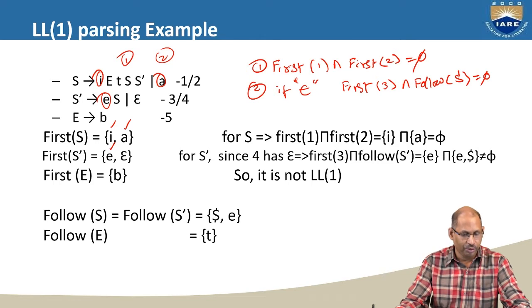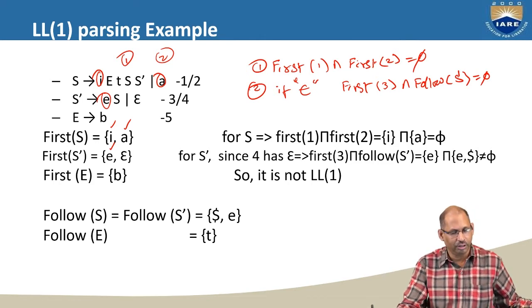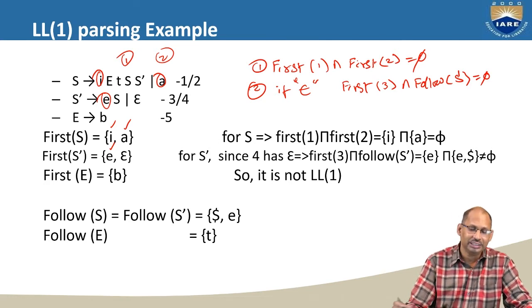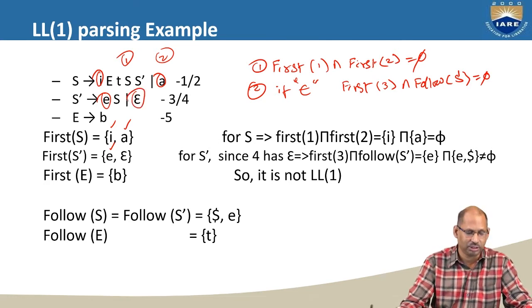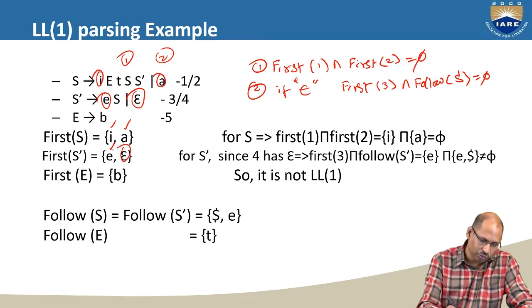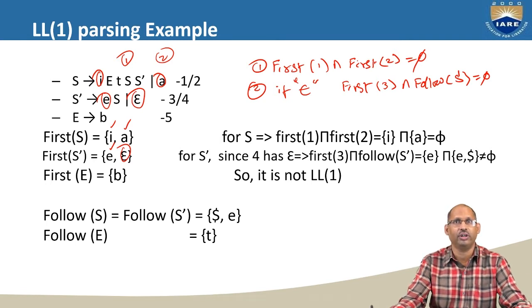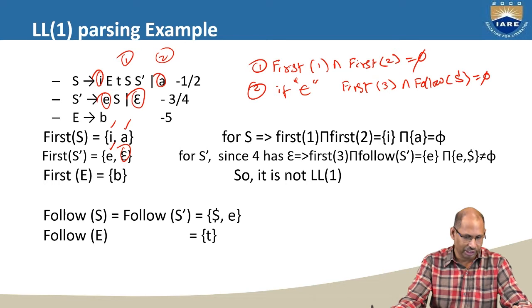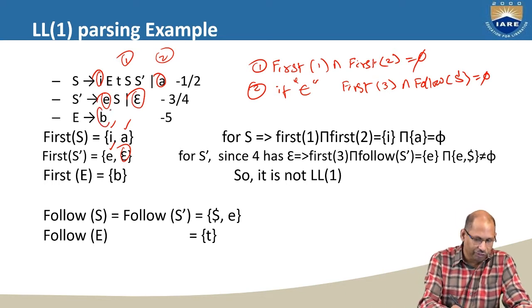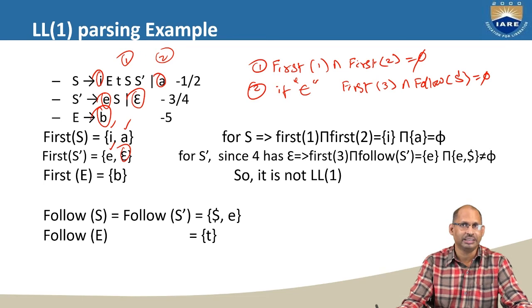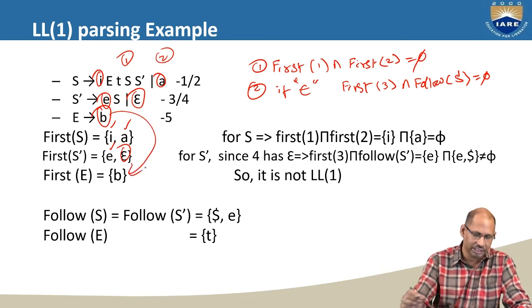Then from the fourth production, there is only one symbol, that is epsilon. So here we consider epsilon. First of epsilon is epsilon. We have to consider this according to the rules of finding first. Right? Then the final, fifth production. There is only one symbol, that is a terminal. Simply we include it as it is.